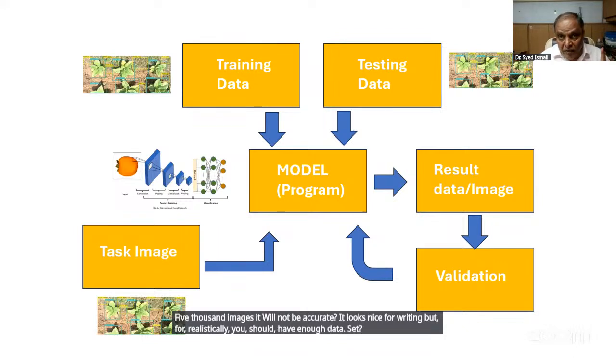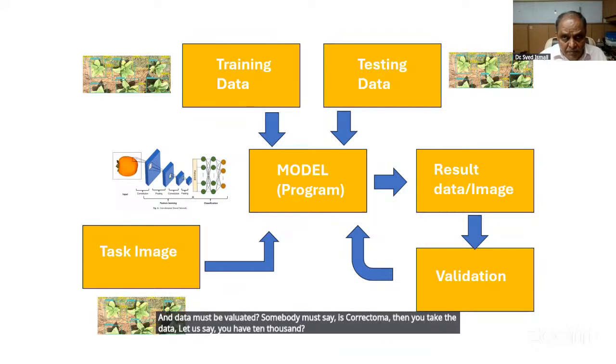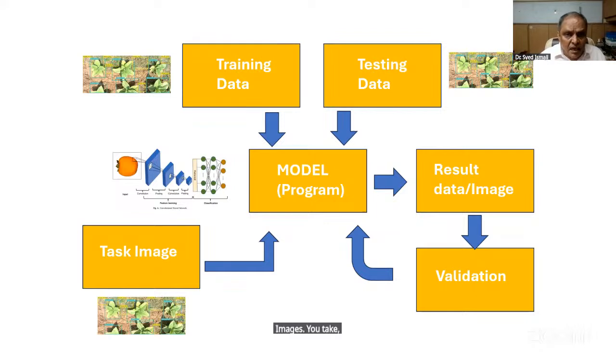And data must be validated. Somebody must say whether it's correct or not. Then you take the data, let us say you have 10,000 images, and you keep at least 10% separate for testing. The rest is the training data. Each one of them you feed in and let the model develop automatically and give you the output, correct or not. So how will you test whether the output is correct or not?